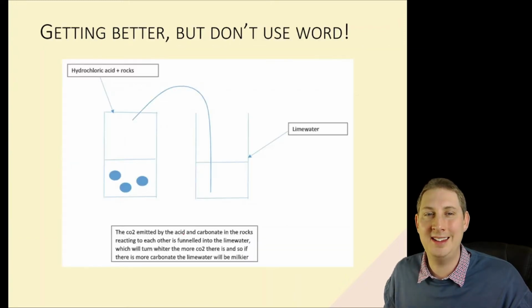This diagram's getting better. At least I can read it. At least it is partially labelled. The CO2 emitted by the acid and carbonate in the rocks reacting to each other is funneled through the lime water, which will turn whiter the more CO2 there is. And if there's more carbonate, the lime water will be milkier. It's a great idea. But don't use Word to do your diagrams.